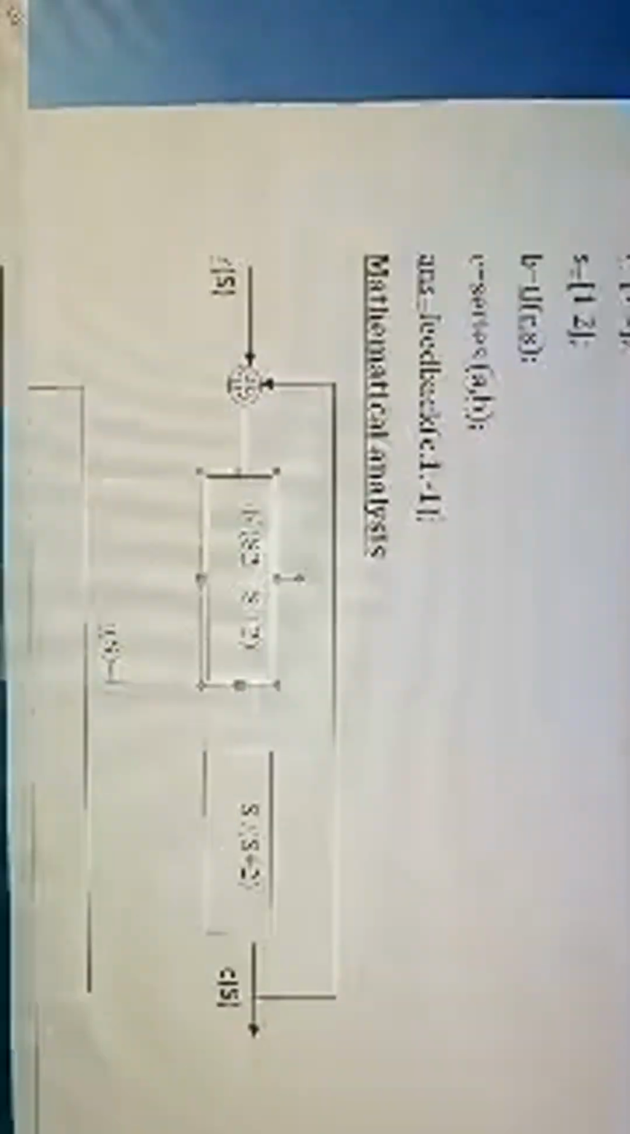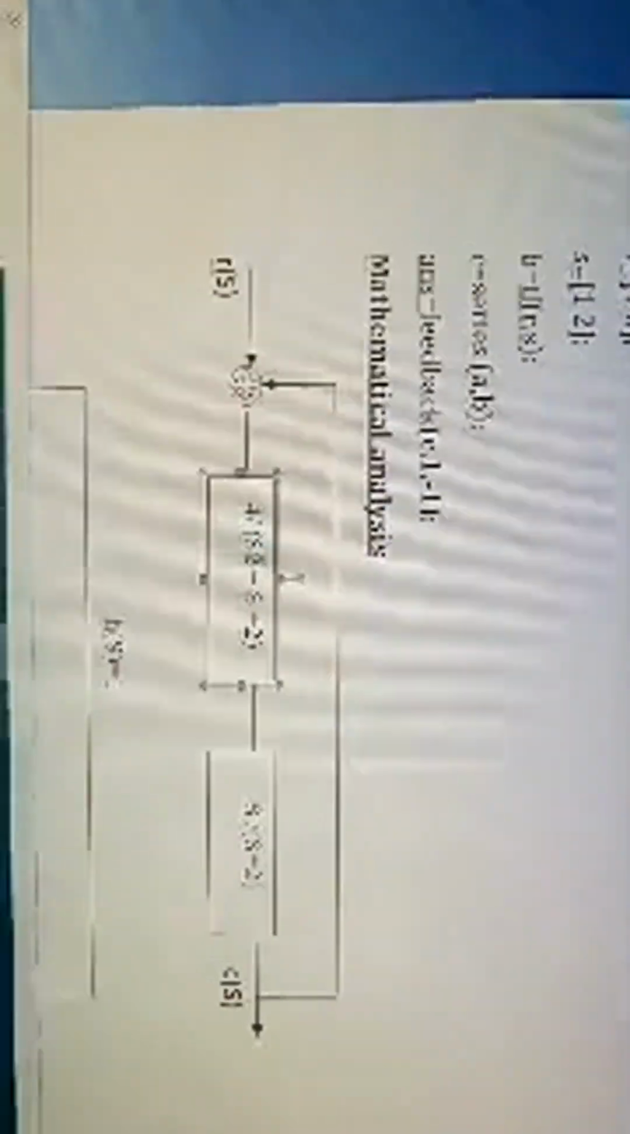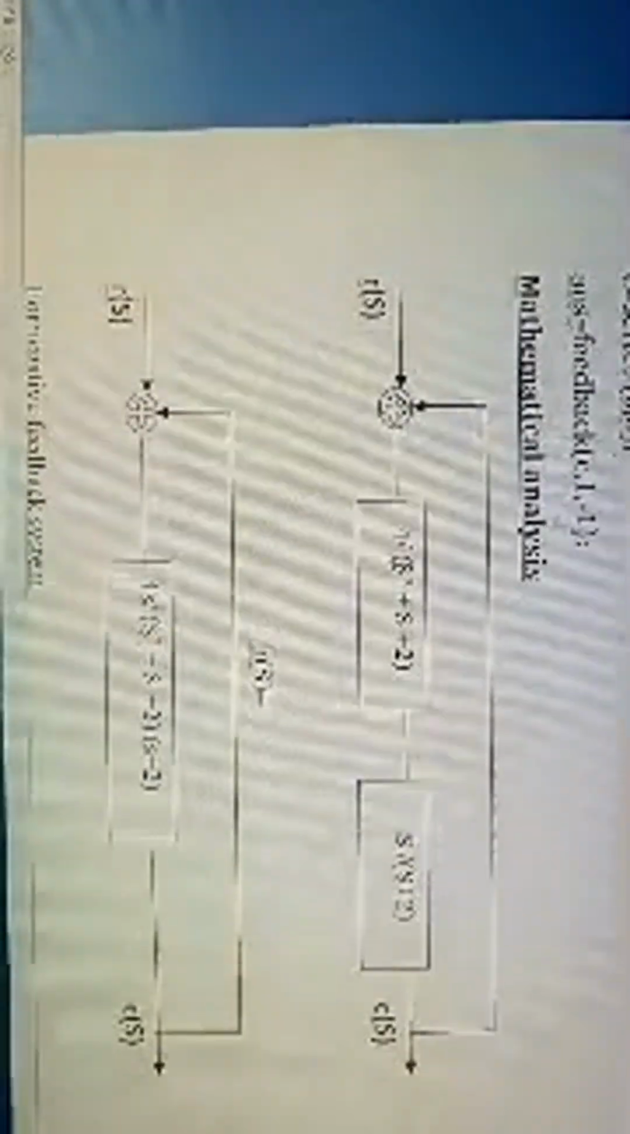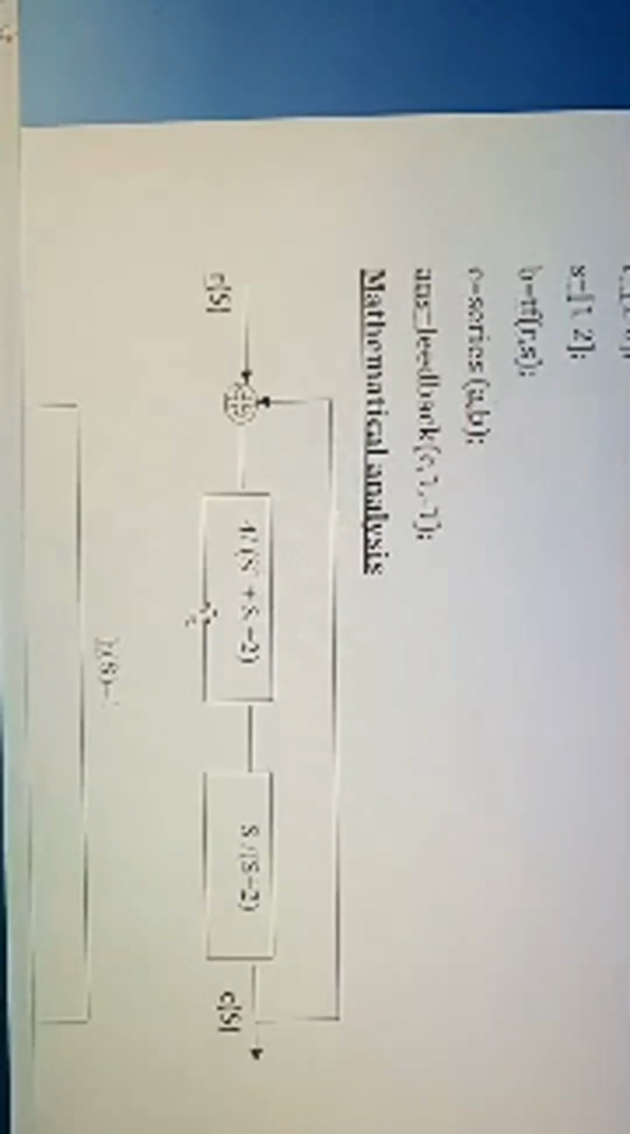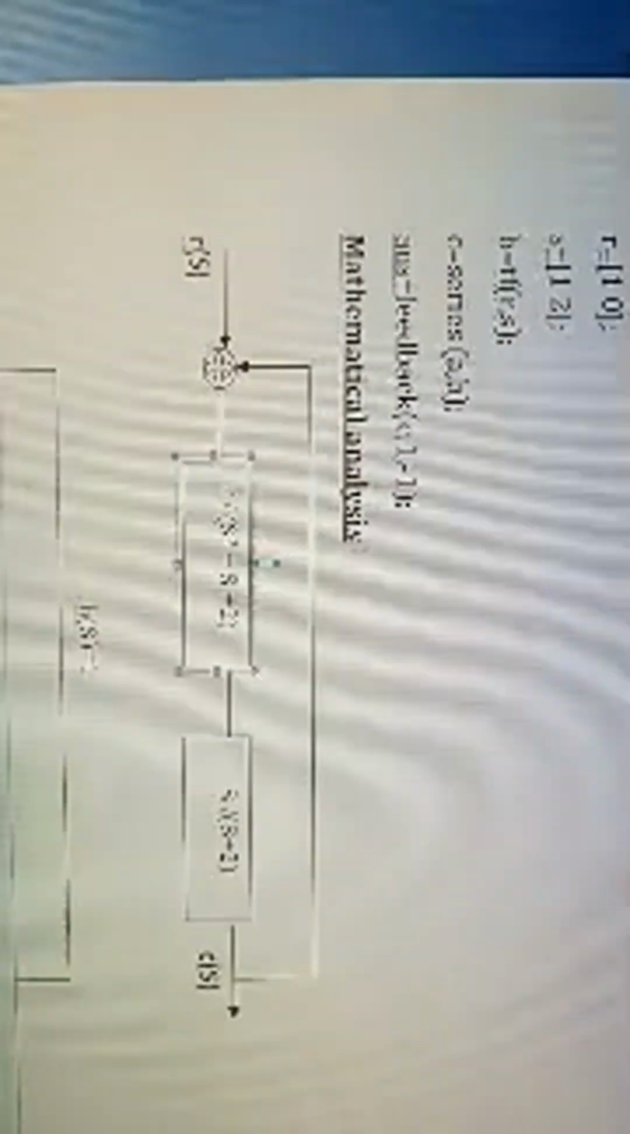This is the input R of S, and here we have considered 4 divided by S square plus S plus 2. How do we write this? P equals 4, a constant numerator. For the denominator, what is the coefficient of S square? It is 1. The coefficient of S is 1. The constant is 2. That's why it is written like this.